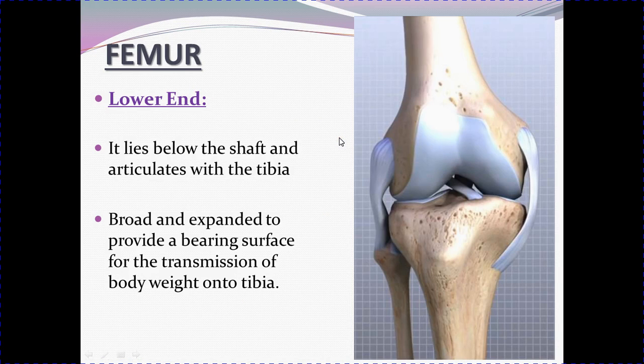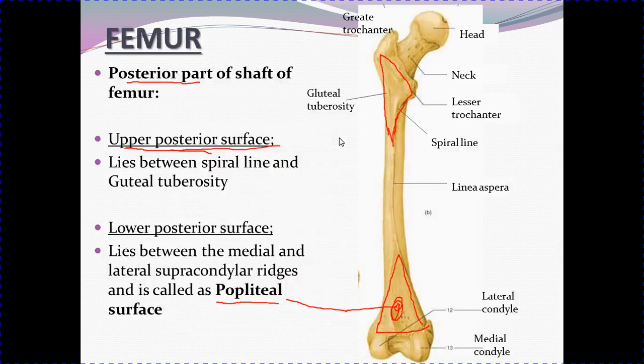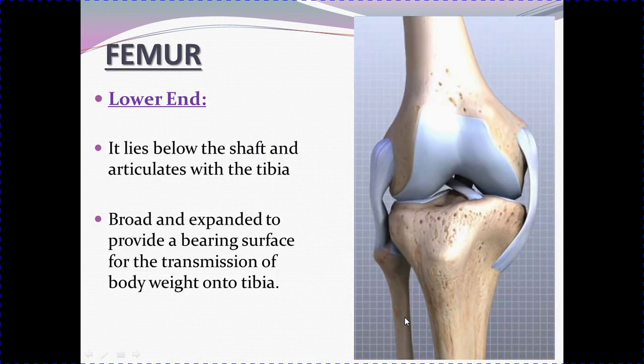Now we move to the lower end. We have completed the shaft. We said the shaft is the long middle part of the femur. It has three borders: medial border, lateral border, and a posterior border. It has three surfaces: anterior surface, medial surface, and a lateral surface. While on the posterior aspect, there are an upper posterior surface and a lower posterior surface.